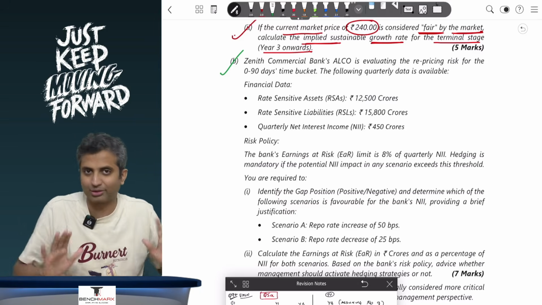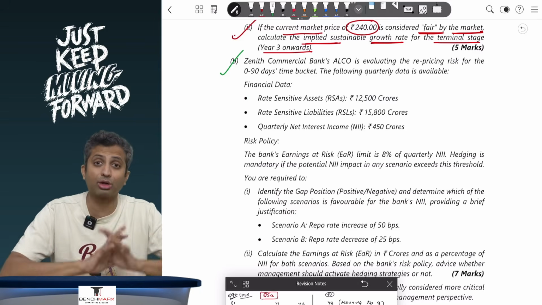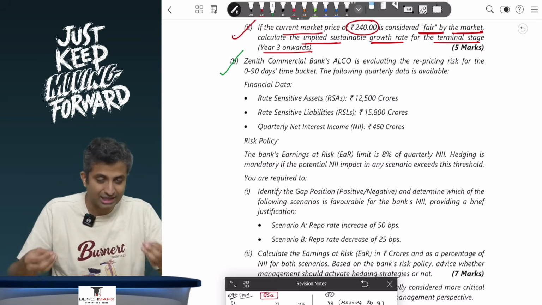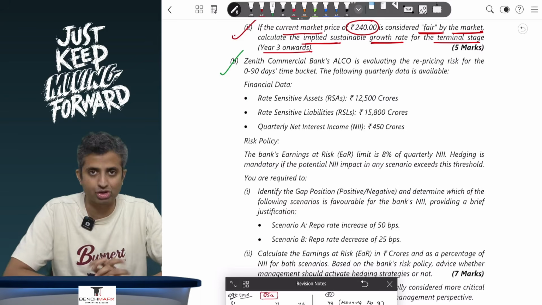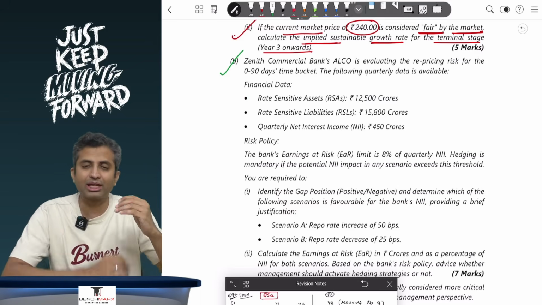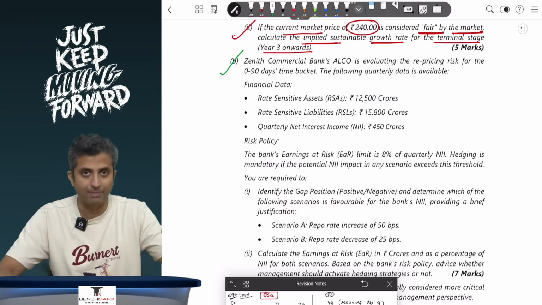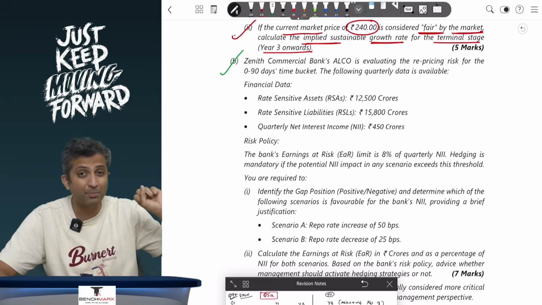I would have gotten lost in this question because it had a lot of new terms. The question that we will see over here is on gap exposure. The gap over here is the gap between rate sensitive assets and rate sensitive liabilities. So you might have someone like a bank. Now the bank can borrow money.